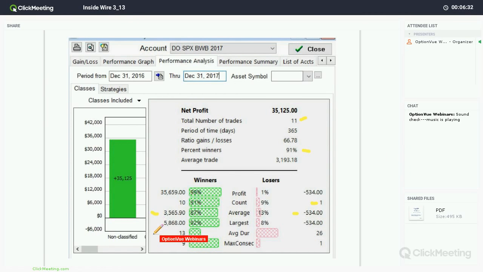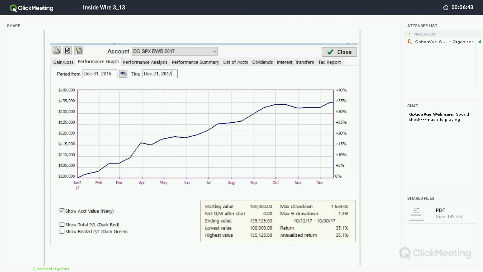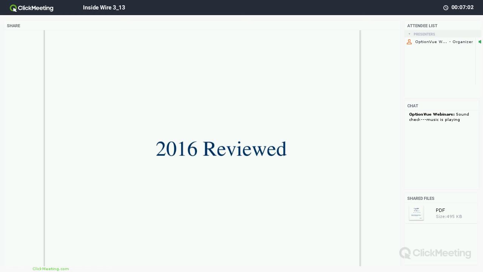So, a very good 2017. Now, what I've done this last week is I've gone back and looked at 2016, and then I looked at 2018 so far. Here's 2017's equity curve. Beginning with $100,000, you can see how it ascends real nicely, an annualized return of 35.1%. Real nice. Now, let's go look at 2016 and review that.